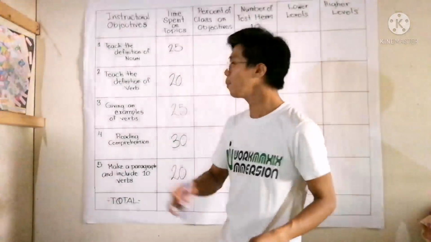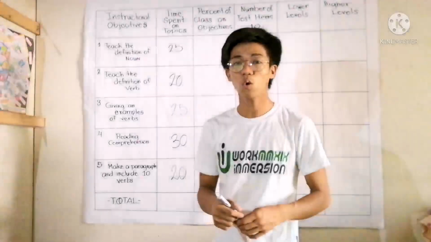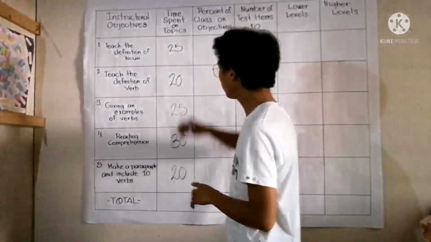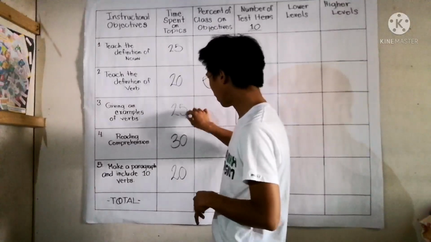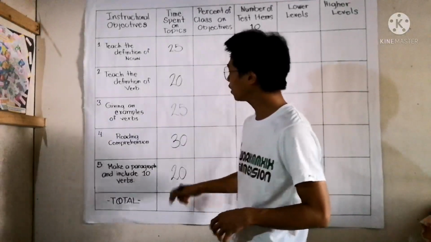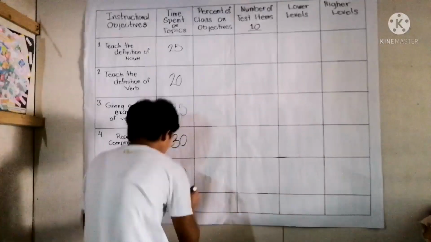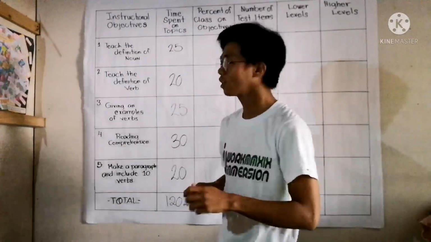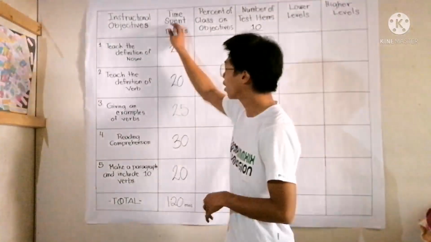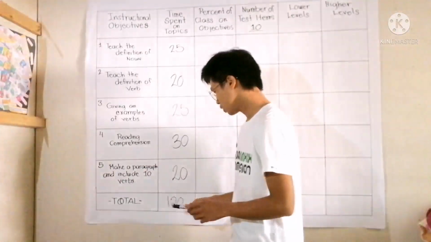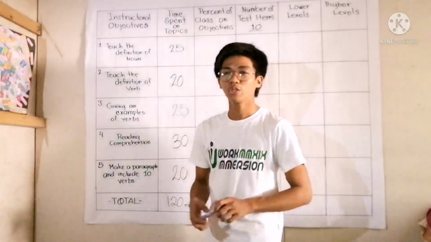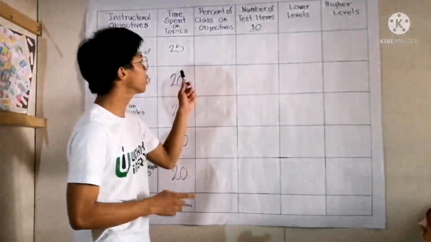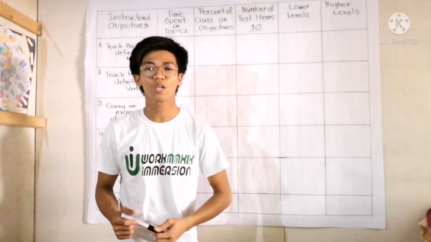So we need to sum up to get the whole time so that we can teach the whole lesson. So 25 plus 20 plus 25 plus 30 plus 20 is 120 minutes. So we are done summing up the time spent on topics, which is 120 minutes. Now we are on the third column, which is the percent of class on objectives.